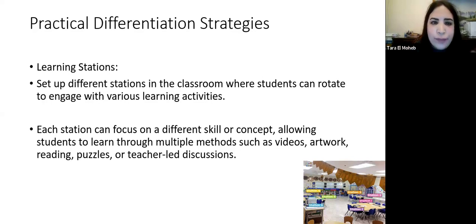Make the learning more innovative. Each station can focus on a different skill or concept, allowing students to learn through multimedia methods such as videos. Give them a station which is videos, artwork. Let them draw and let them tell you what they drew with their own words, or write about it and let them discuss it with you. Reading, puzzles, or teacher-led discussions.